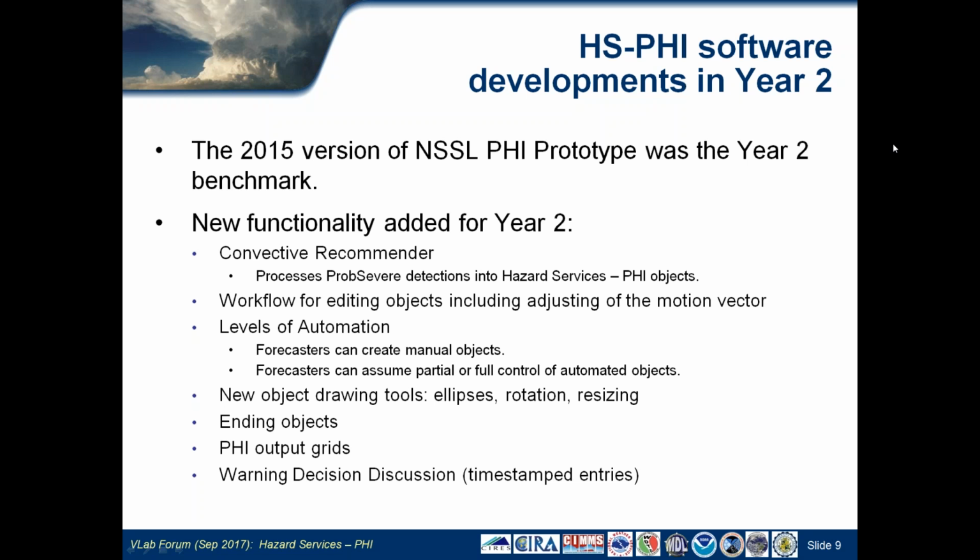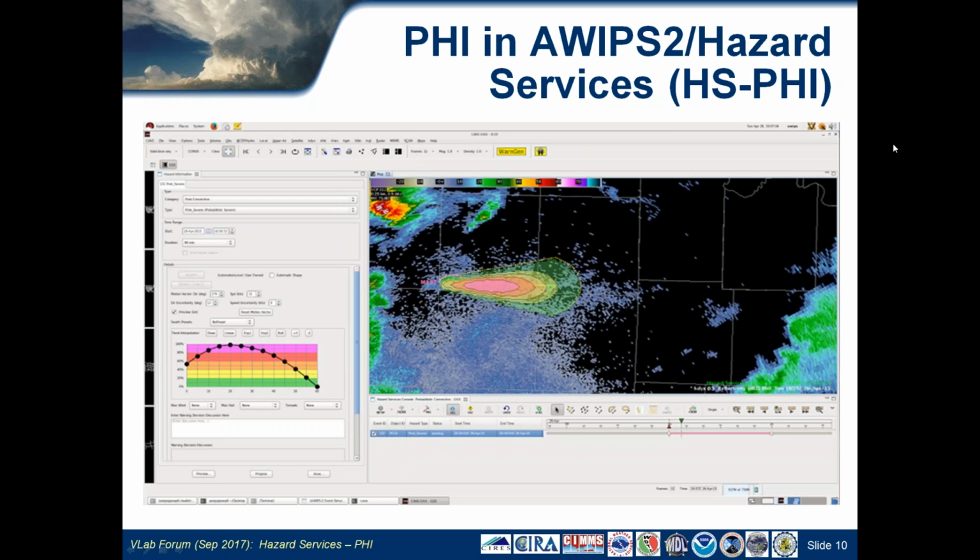We also had new drawing tools for ellipses and rotation, resizing. We're able to end objects and finally do the PHI output grids and discussions. So the next slide shows you a screenshot of the Hazard Services version of probabilistic hazard information. You see the hazard information dialog on the left that allows the forecaster to edit the probabilistic information, and then the spatial display shows the probabilistic plumes coming in as part of the object. And we have, of course, the console that lists the objects down below.